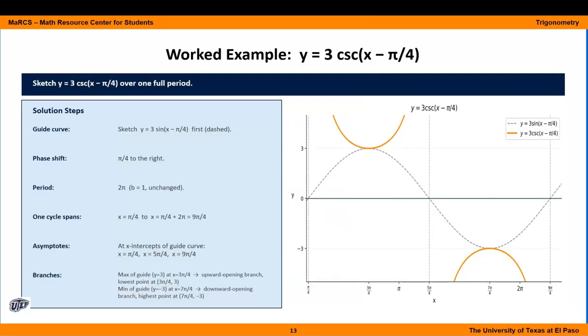Let's try an example. We begin with the guide curve y is equal to 3 sine of x minus pi over 4. This shows a phase shift and a vertical stretch. We find where the guide curve equals 0 and place asymptotes there. Then we identify the maximum and minimum points. At those points, the cosecant graph touches but does not cross. Then we draw the branches that open away from the x-axis.